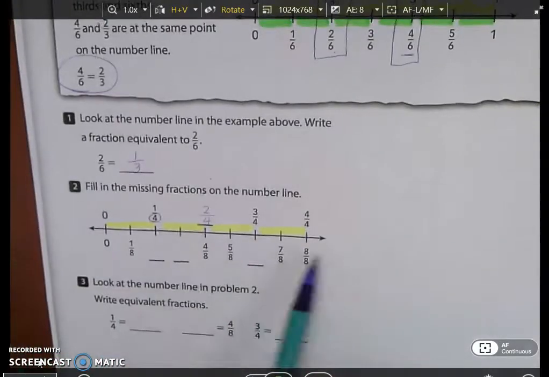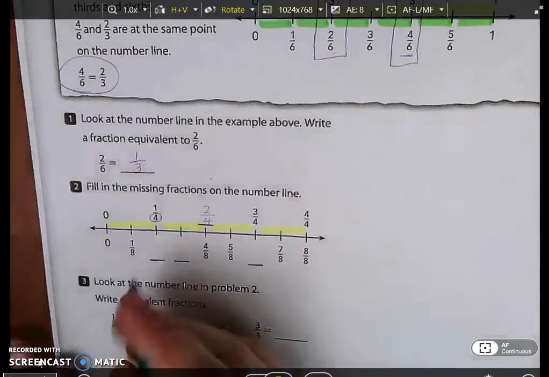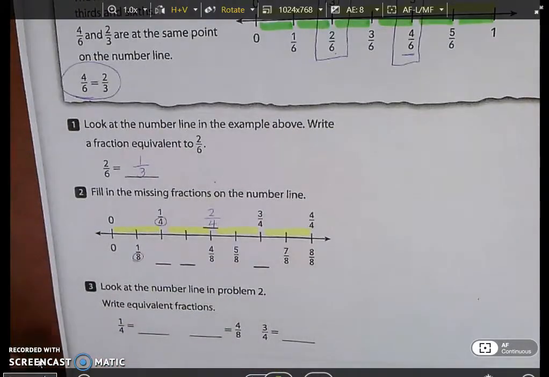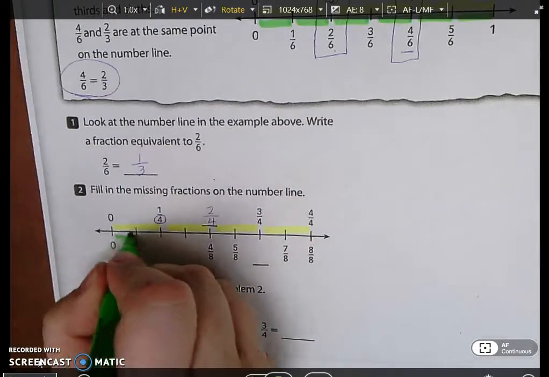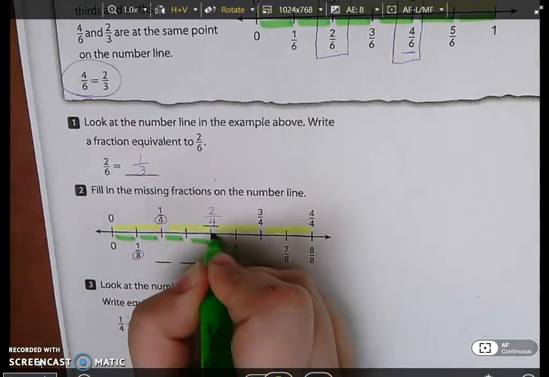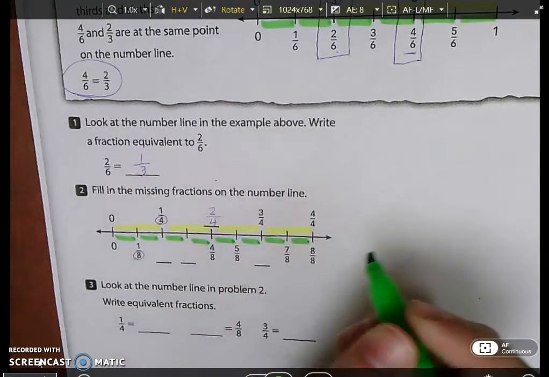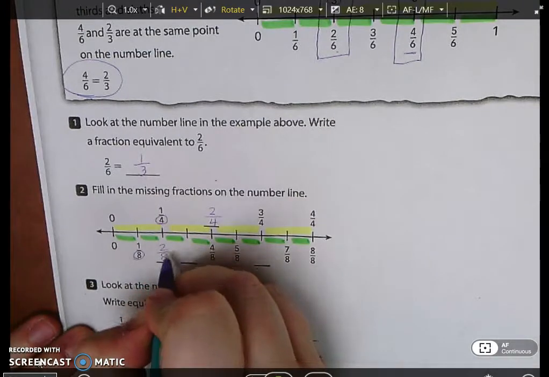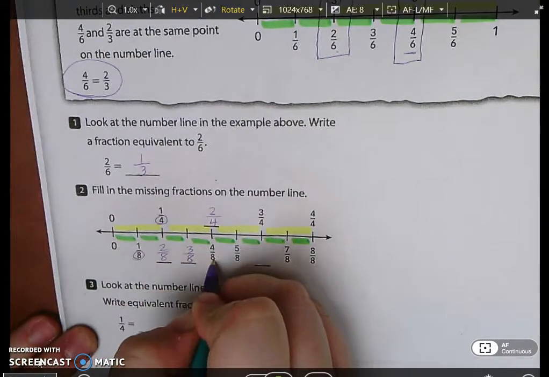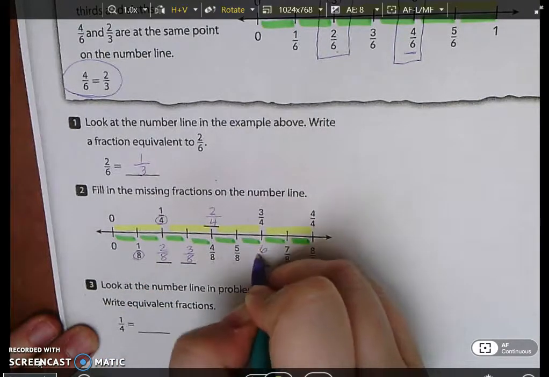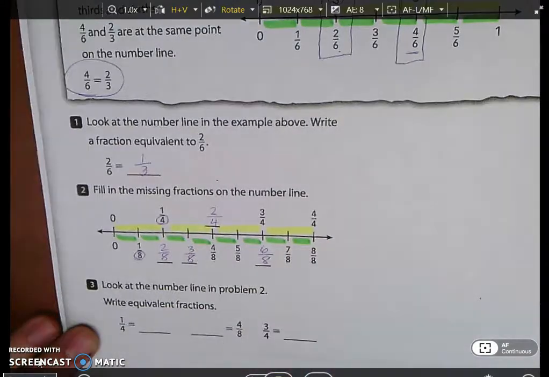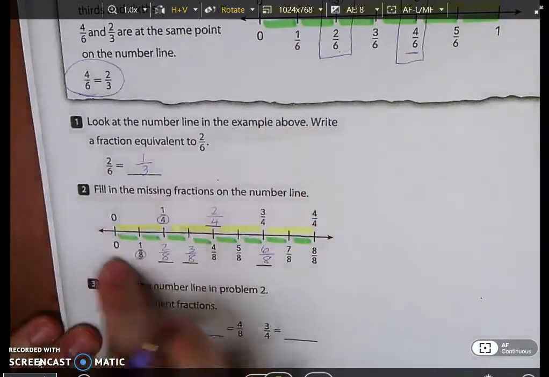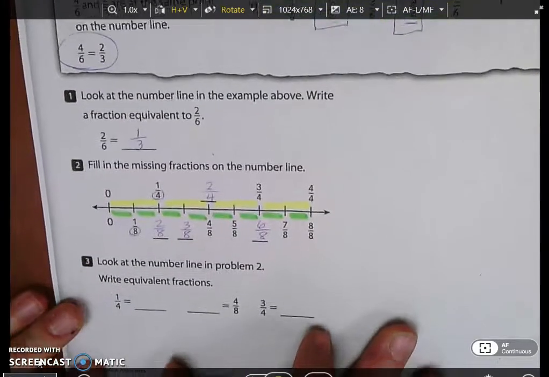If I look at the bottom side of my number line, I notice that my denominator is an 8. So that means it's divided into 8 sections. 1, 2, 3, 4, 5, 6, 7, 8 sections. So I've got 1/8, 2/8, 3/8, 4/8, 5/8, 6/8, 7/8, and 8/8. So now I've got a labeled number line that I can use on this problem here.